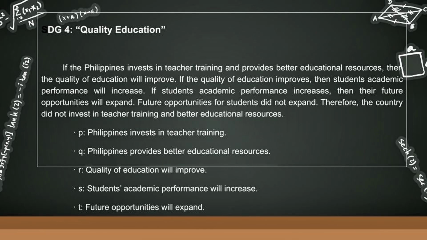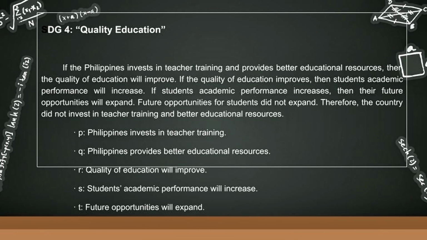Now, let's move on to our second argument, which is the quality education or the SDG 4. So, our statement states that if the Philippines invests in teacher training and provides better educational resources, therefore, the quality of education will improve. If the quality of education improves, then students' academic performance will increase. If students' academic performance increases, then their future opportunities will expand. Future opportunities for students did not expand. Therefore, the country did not invest in teacher training and better educational resources.